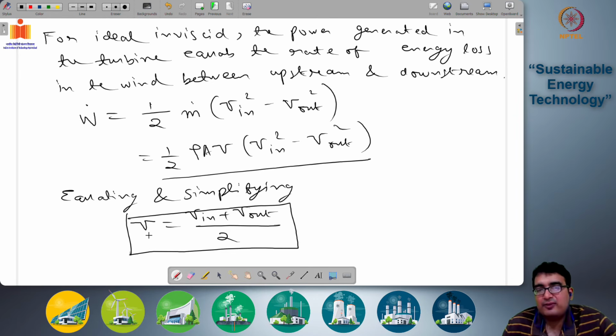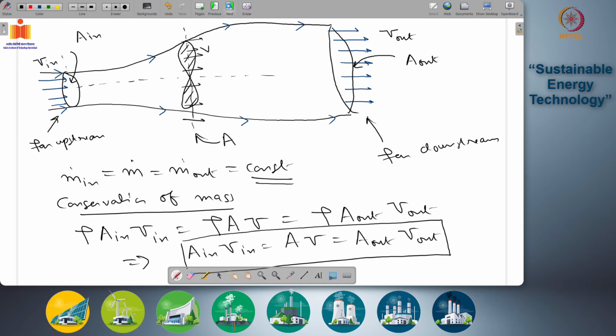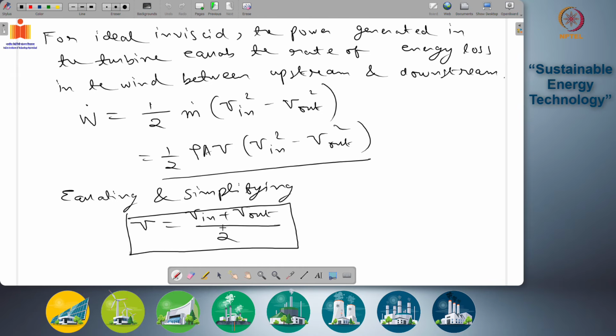Okay. Remember what this V is. This V is the wind velocity at the turbine blade section. So this is V in, this is V out. Here is your V. Okay, so in this section you have V. Okay, so this V under ideal frictionless conditions is V in plus V out by 2. So this V equals V in plus V out by 2. Okay.